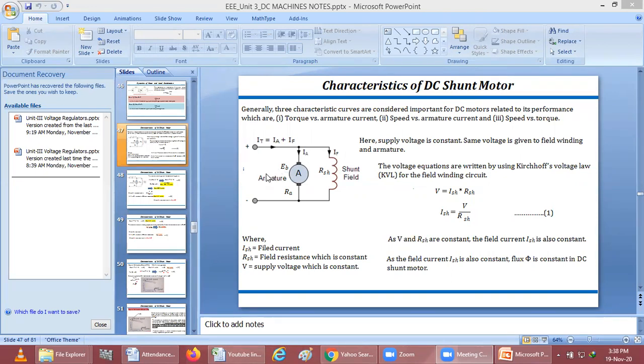So when we give the power supply, some amount of current will go to the armature and some will go to the shunt winding.